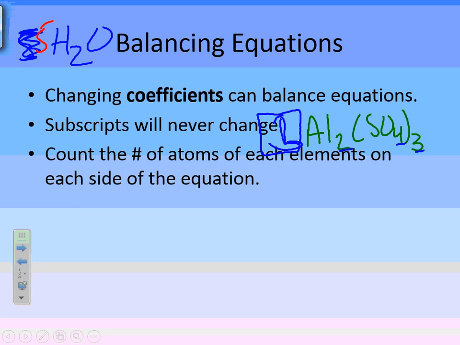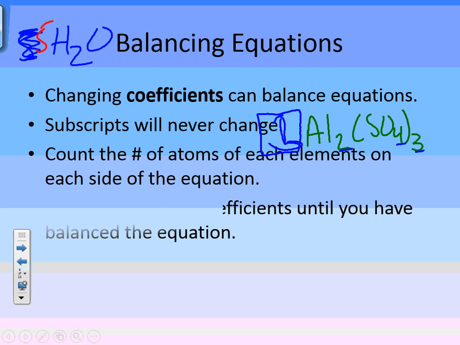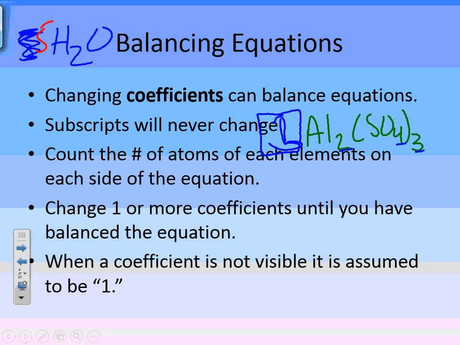When you balance, you're going to count the number of atoms on the left-hand side of the equation, and you're going to count the number of atoms on the right-hand side of the equation. And you're going to make sure they equal. You're going to have to keep adding coefficients until you get the equal number. And when a coefficient is not there, we can just assume it's 1, just like it is in algebra.